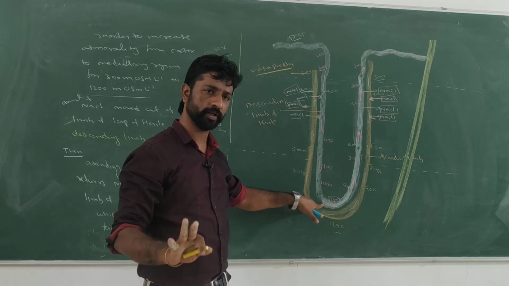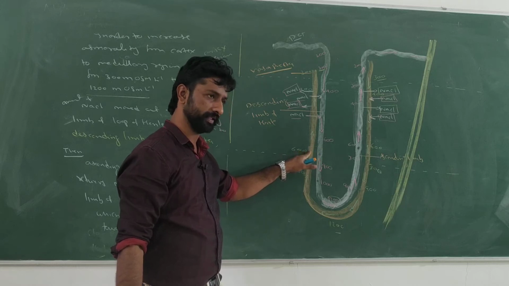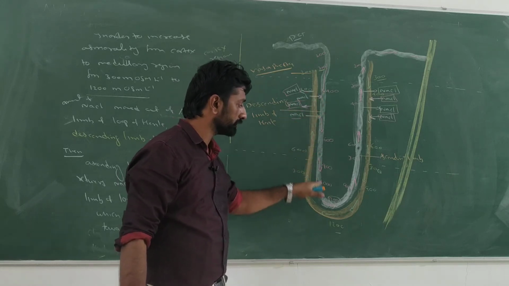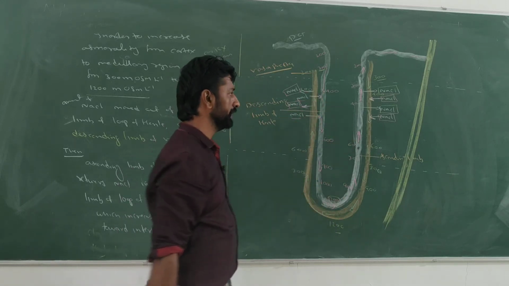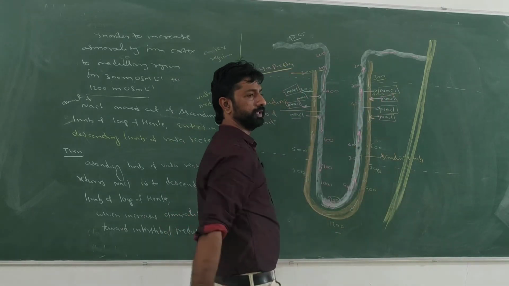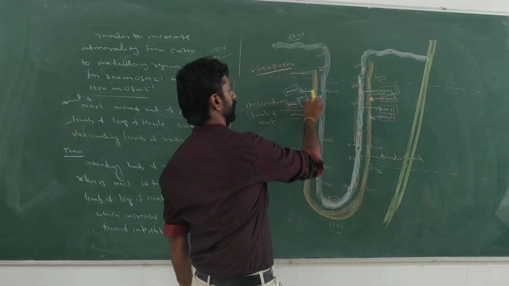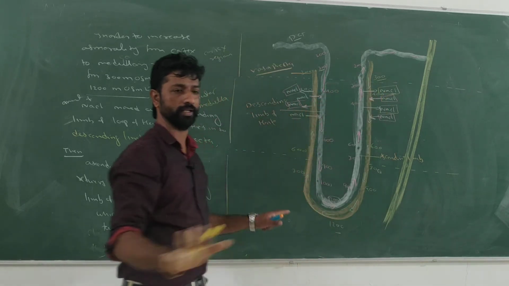What is responsible for that? Close proximity between the loop of Henle and the vasa recta, and countercurrent flow of the fluids in them. So the amount of NaCl which is moved out of the ascending limb of the loop of Henle will be carried by the vasa recta and returned into the descending limb of the loop of Henle.